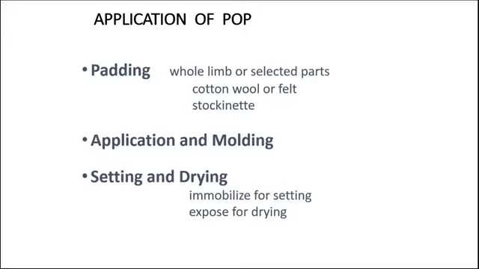Of course, once you have all that set up, then comes POP application as a process. First of all, the region of the limb or the body that you're going to apply to requires adequate padding. And usually we need to use cotton, which comes in very many preparations, or a stockinette. Once you've applied your layers as required, then you go on to molding, and of course, setting and drying.